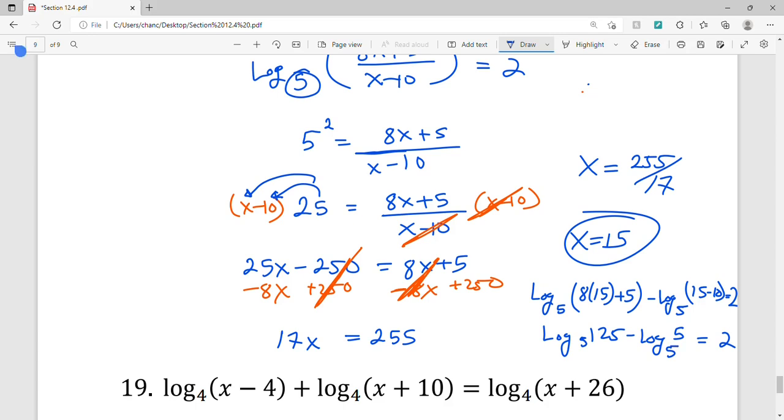Well, 5 raised to what power gives us 125? That's going to be a 3. 5 cubed is equal to 125. So log base 5 of 125 is equal to 3. And log base 5 of 5, that's 1. And so this is in fact true. 3 minus 1 is indeed 2. So x equals 15 is a good solution.